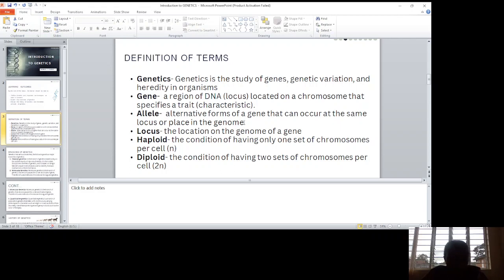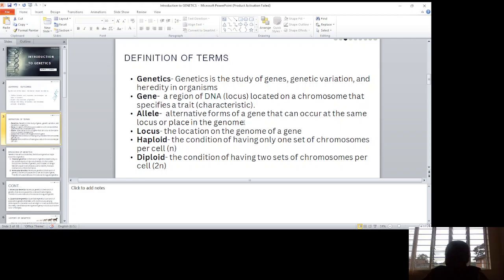So the next term we are going to define is a gene. A gene is actually a region of DNA, also known as the locus, that is located on a chromosome and specifies a trait. And a trait is what we commonly refer to as a characteristic.